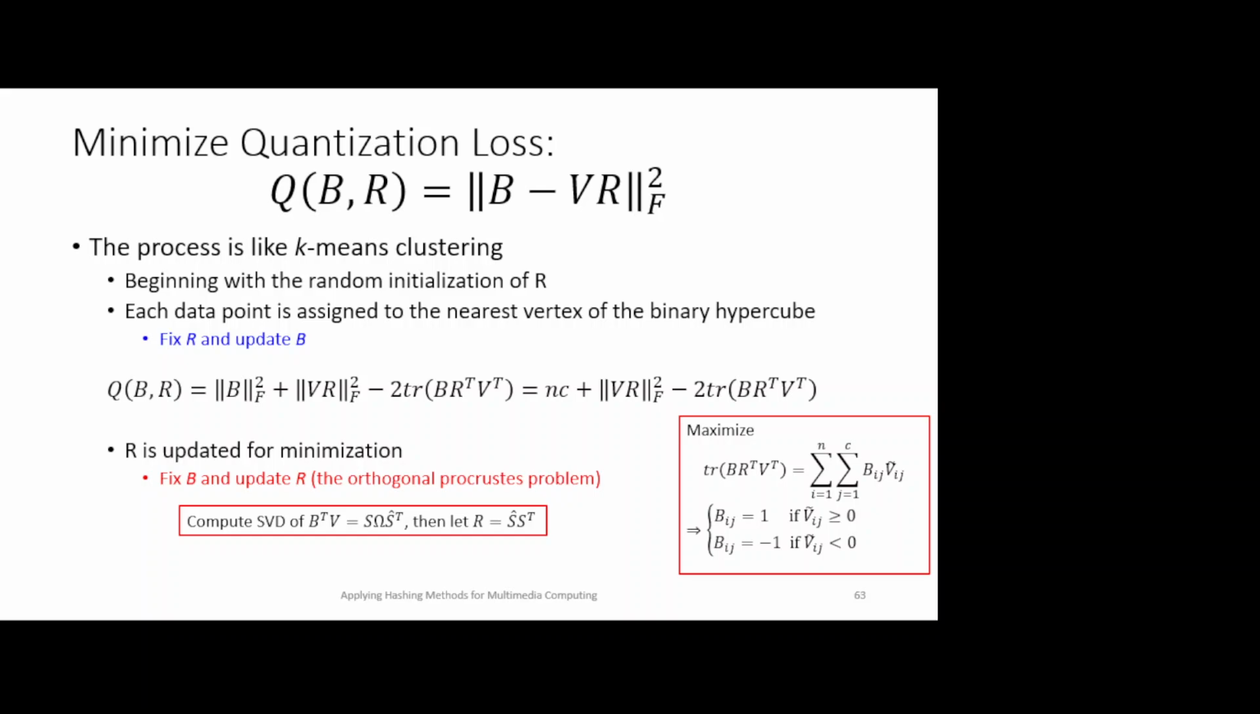Then you can find the best R under this situation. Then go back again to fix R and update B. You just repeat this iteration several times until it converges, which means R and B no longer change. Any problems?